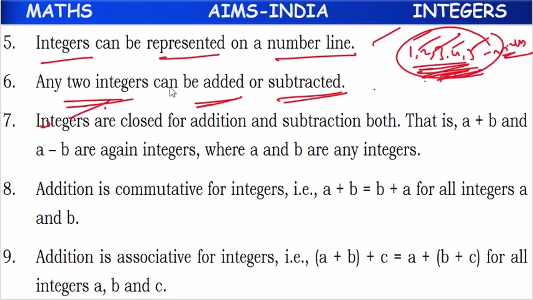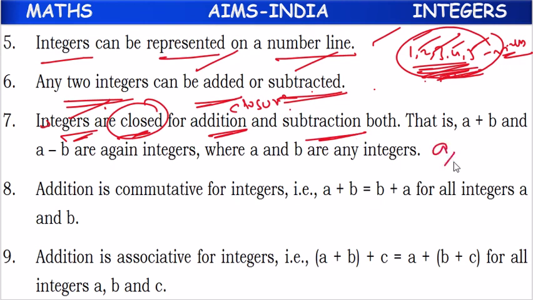Any two integers can be added or subtracted. So integers are closed, meaning they follow the closure property under addition and subtraction. If A is an integer and B is an integer, A plus B is also an integer and A minus B is also an integer. That's why they follow the closure property under addition and subtraction.